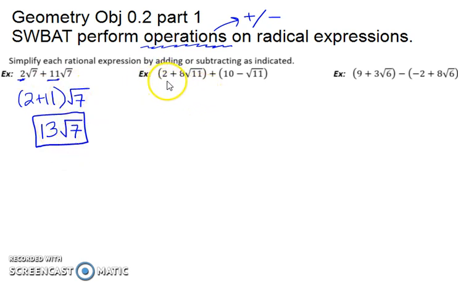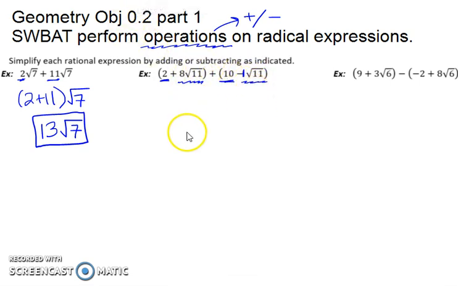The next example is similar. We've got 2 plus 8 root 11 plus 10 minus 1 root 11, so it doesn't say 1 right there, but that's what the coefficient would be. And when we add these together, you can just kind of see where the like terms are. We've got a 2 and a 10. Those are rational whole numbers that we can add together. And then we have 8 root 11s plus negative 1 root 11s. So those are like terms that we're going to add together.